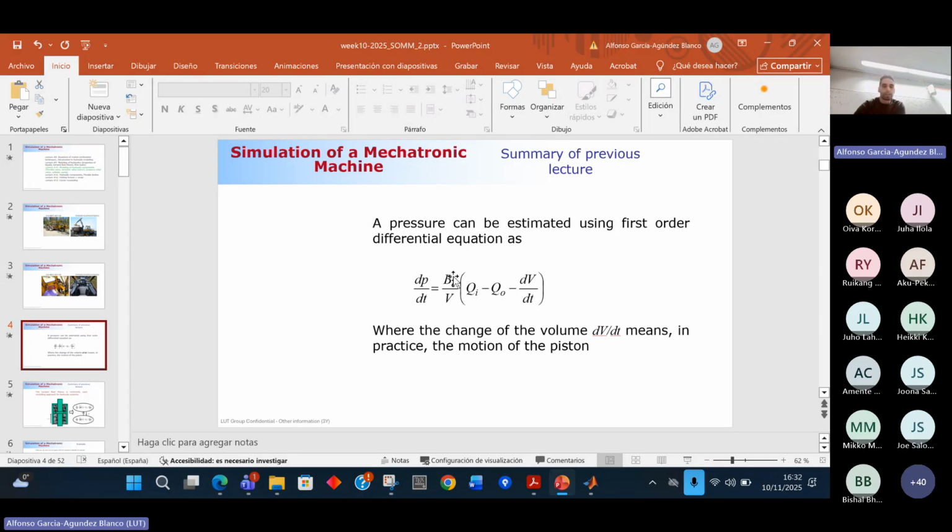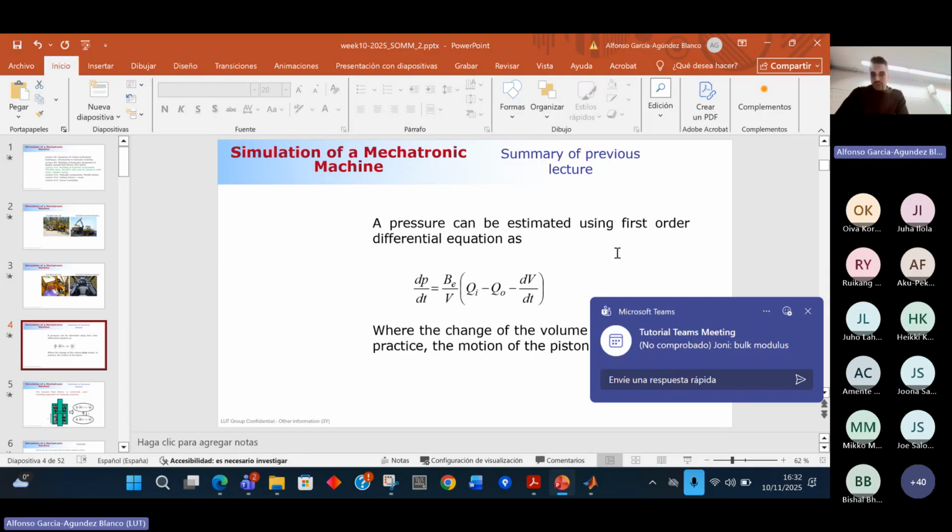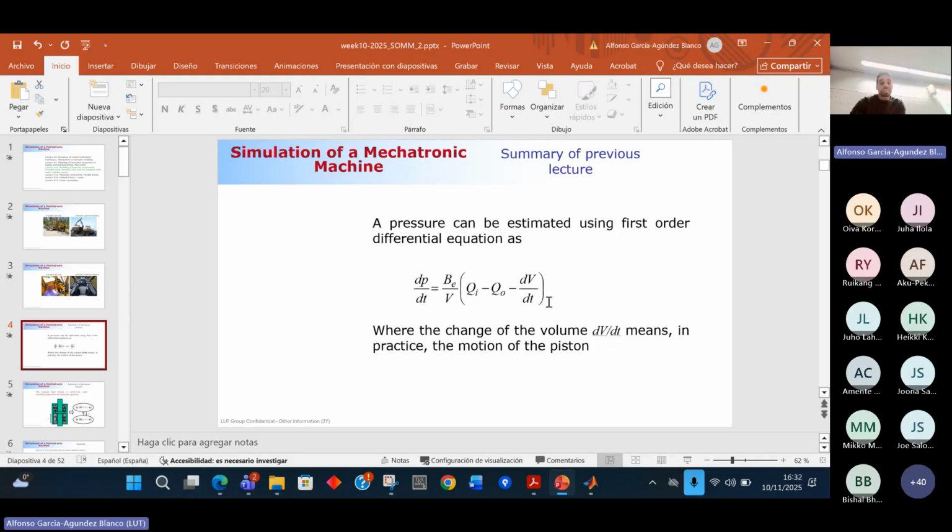So this term, this BE, what is it? Somebody can tell me? As in the tutorial, okay? There are no wrong answers. Please feel completely confident to reply. There is no problem if it's incorrect, okay? So do you remember what is this BE? Bulk modulus, and in particular, thank you, Johnny. Okay, bulk modulus, and in particular it is the effective bulk modulus.